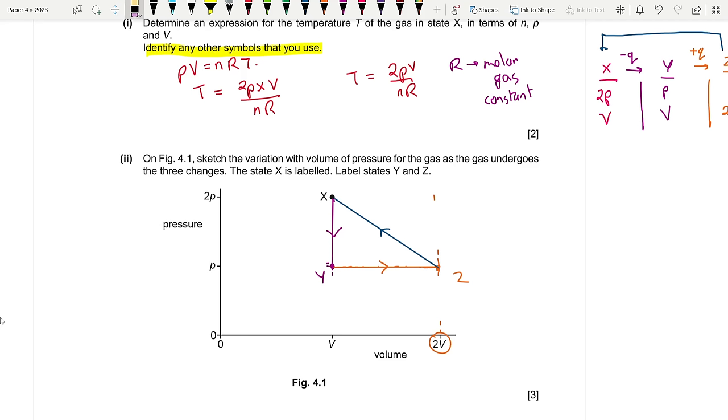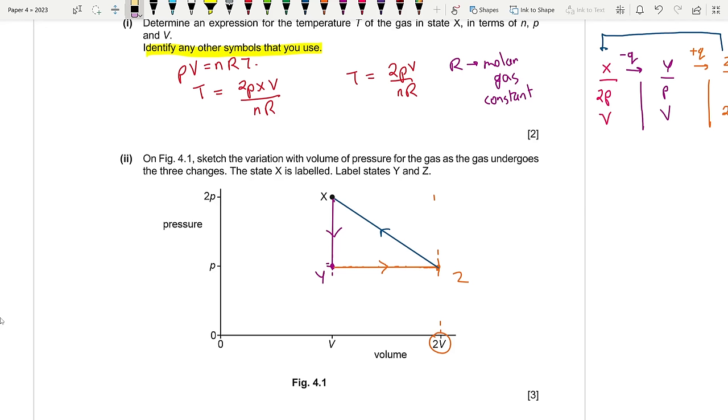So yeah, according to the mark scheme, sketch a straight vertical line XY from V, 2P to V, P, fine. Then a straight horizontal line YZ from V, P to 2V, P. And then a curve with gradient increasing from Z to X, from 2V, P to V, 2P.